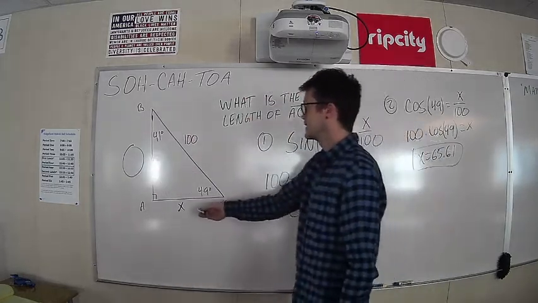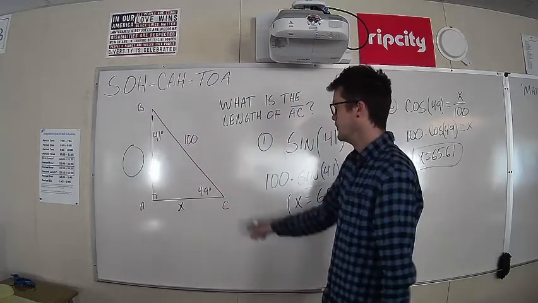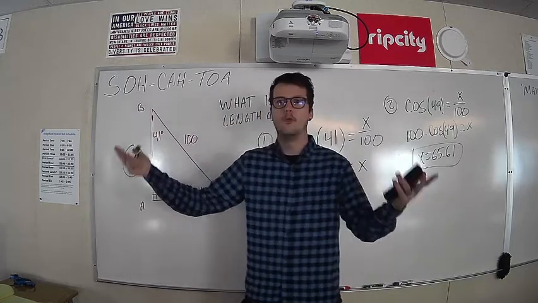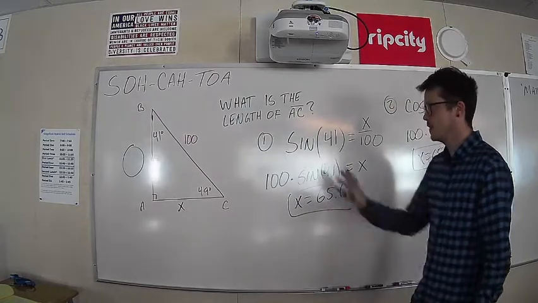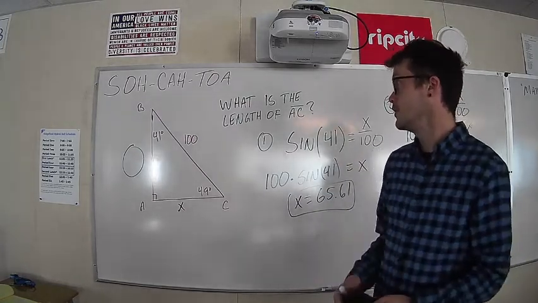Also, if we have this, we could do the same type of method using tangent. Say we could do the tangent of 49 equals opposite, which we'd call y, or whatever variable we want, over what is now 65.61. So we could totally solve this triangle using the tangent function.